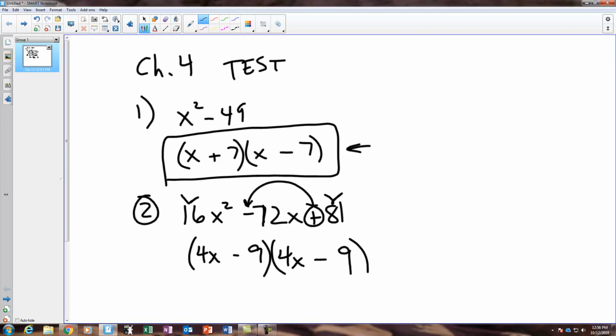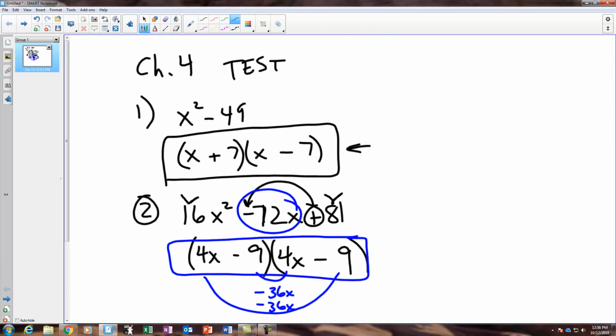Now, this is one of those places where you might want to do a quick check. This is negative 36x, and this would be another negative 36x. If I combine those, sure enough, it's going to give me the negative 72x. So this is an acceptable answer, but the reason this question is here is because when you do complete the square, you're going to need that type of factorization to give you 4x minus 9 parentheses squared.